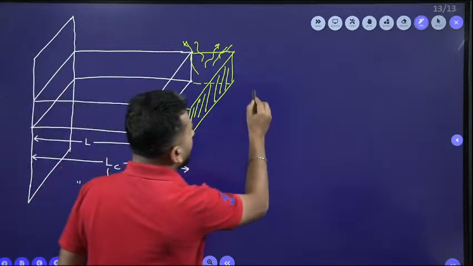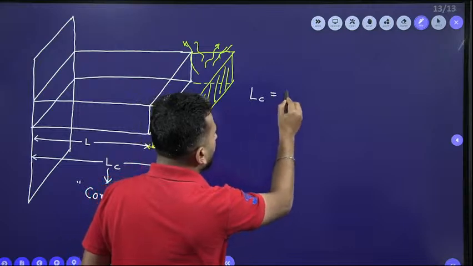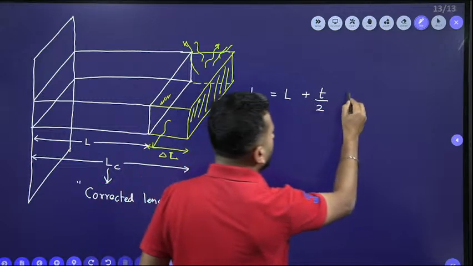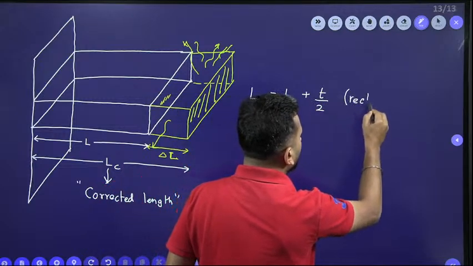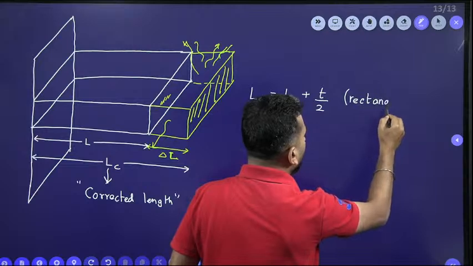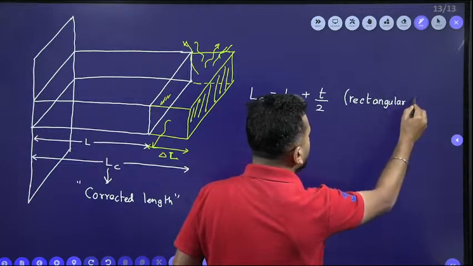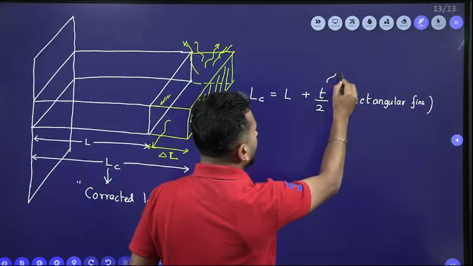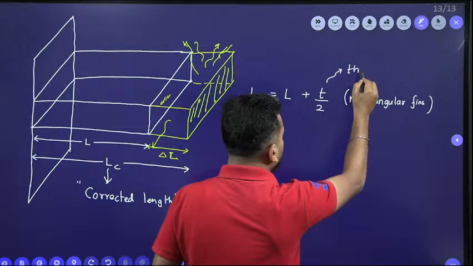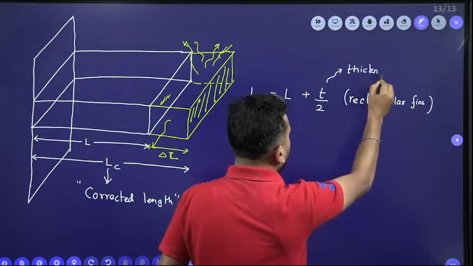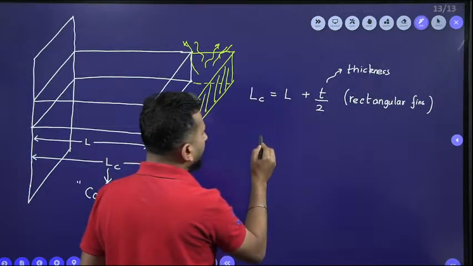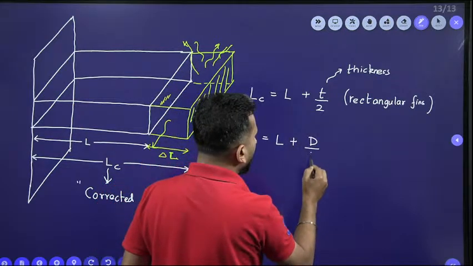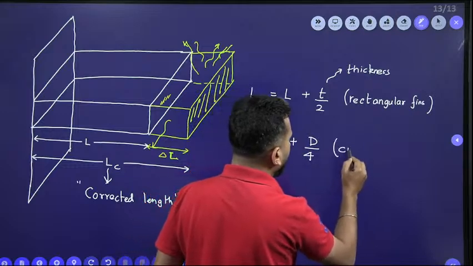So this corrected length is L plus t by 2 for rectangular fins. For rectangular fins, it is L plus t. What is t? t is the thickness. And this is equal to L plus D by 4 for the case of circular fins.